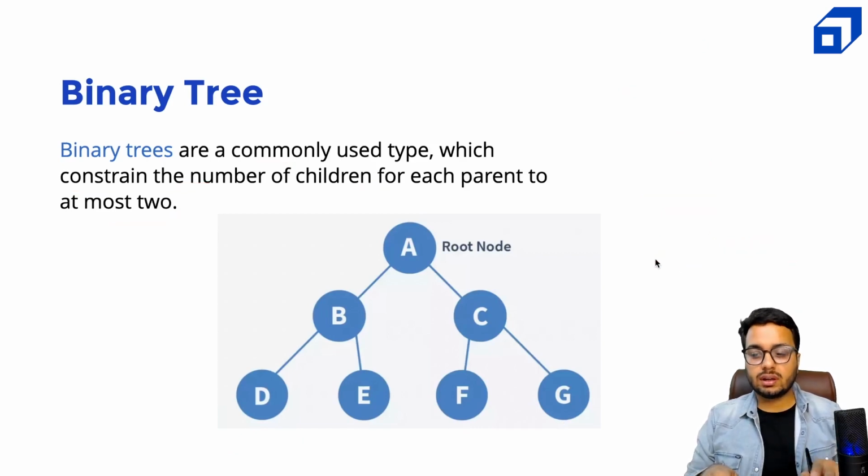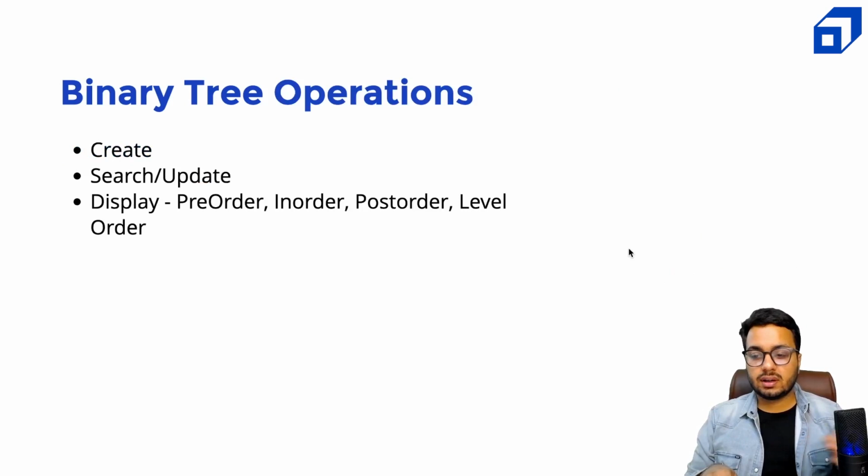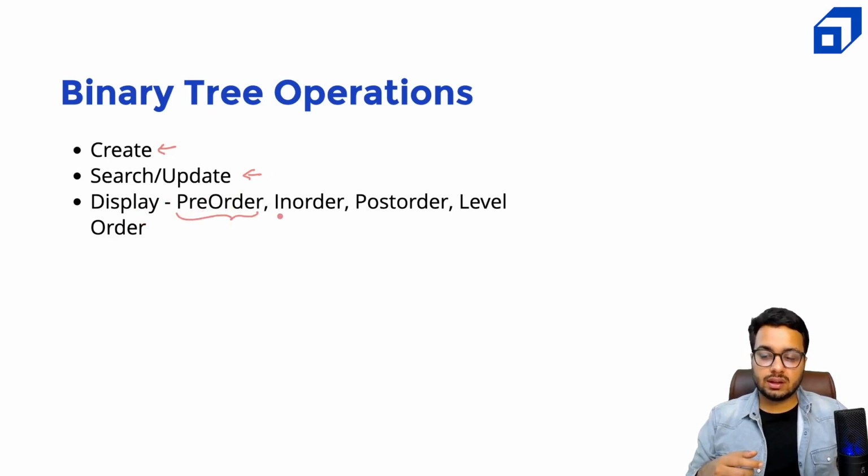Now what we are going to learn in this tutorial, we are going to learn about different operations. How do we create a binary tree? How does the node structure look like? How do we perform search or an update operation on a binary tree? How do we display a binary tree? And there are 4 popular ways to do it: pre-order traversal, in-order traversal, post-order traversal, level order traversal.